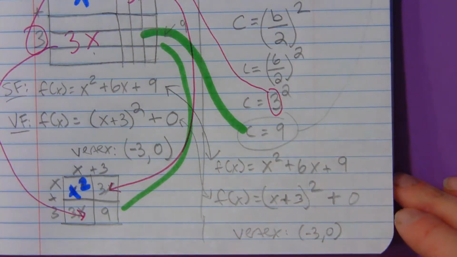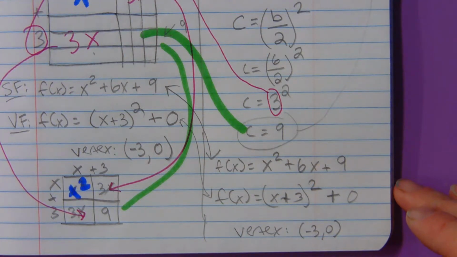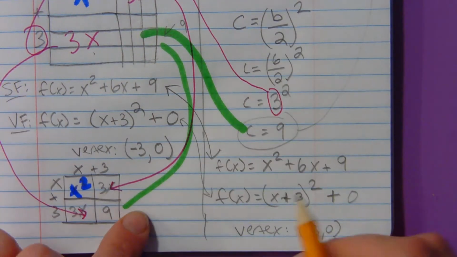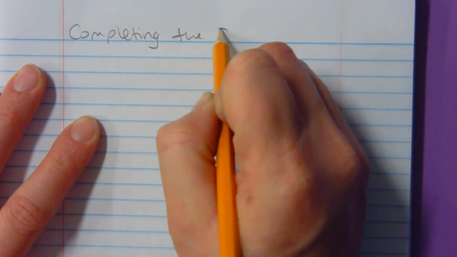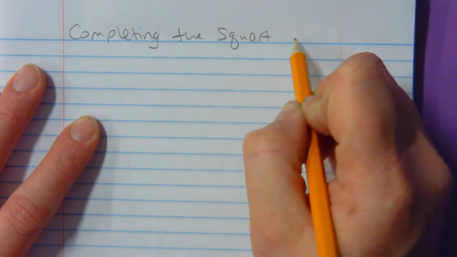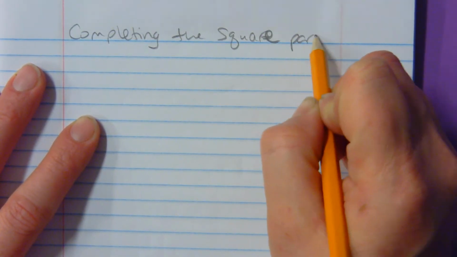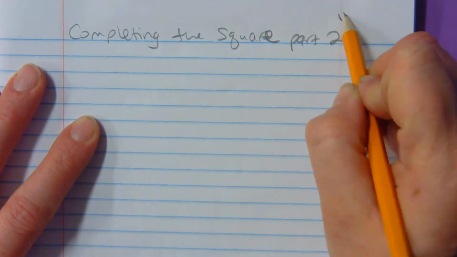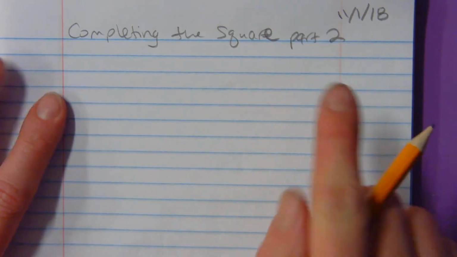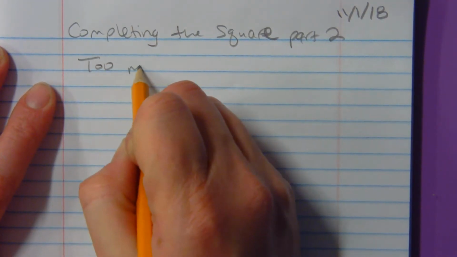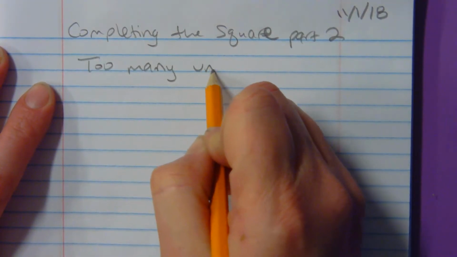And I'm going to do part 2 on the same page, or actually on the next page, but the same video. So this is completing the square, part 2. And again, I'm making this video on 11/1/18. So this is when do I have too many units? What do I do with that?